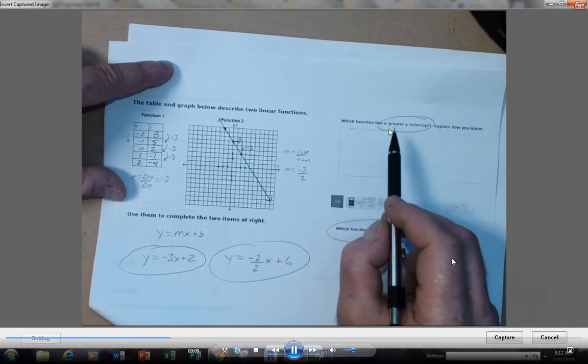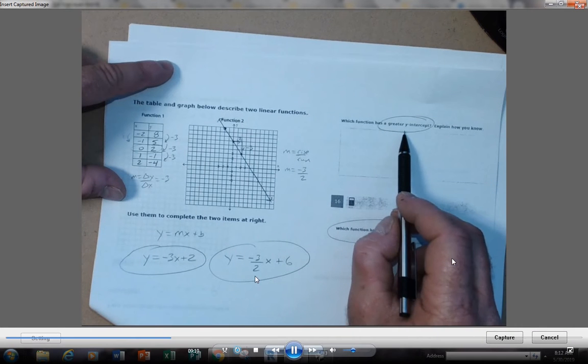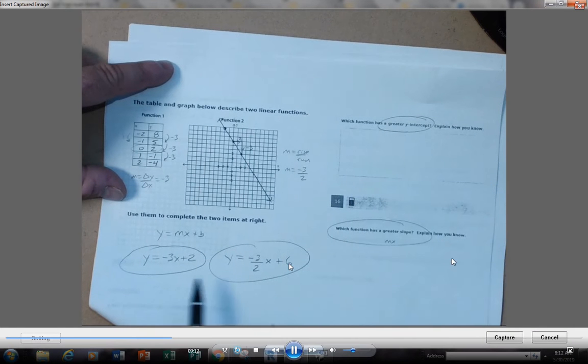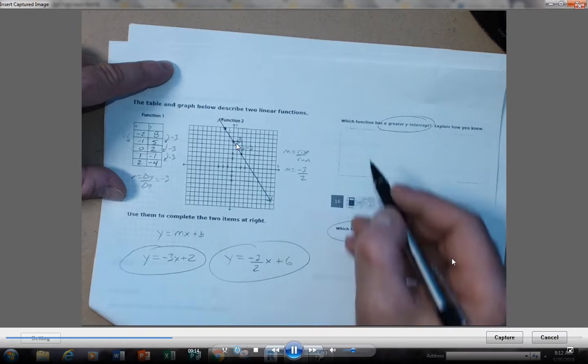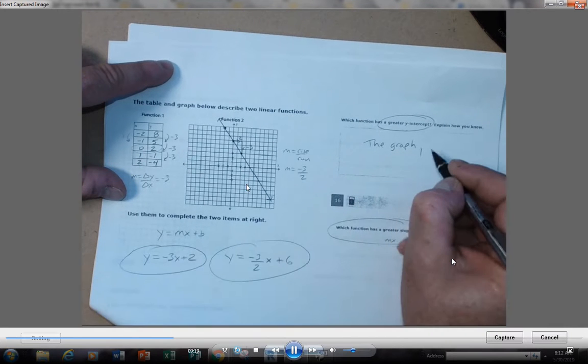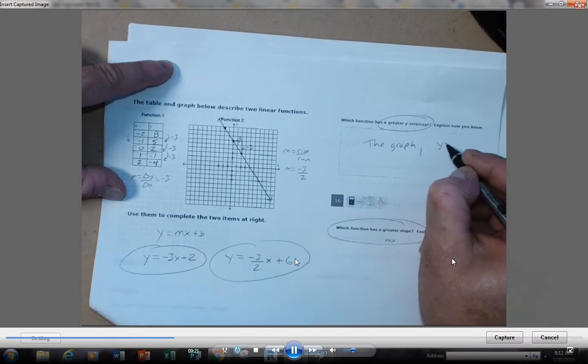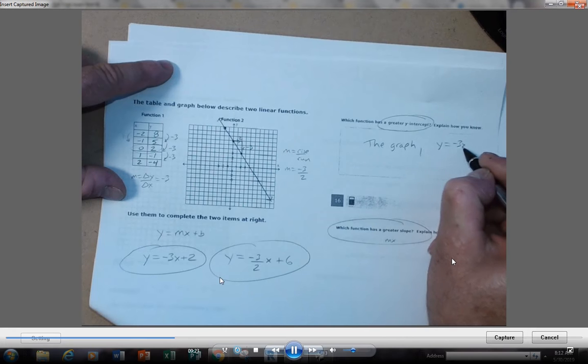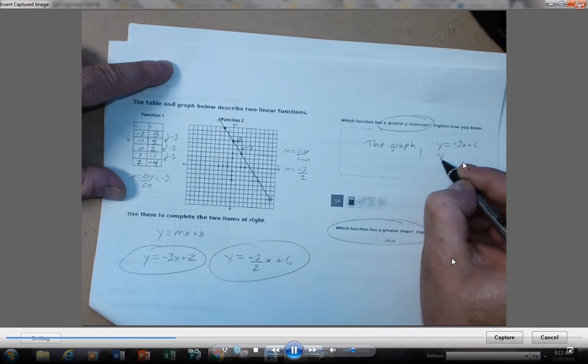Alright, now I can answer questions. Which function has a greater y-intercept? Definitely the graph had a bigger y-intercept, a number of 6. And then explain how. You could say it has a bigger y-intercept, or its y-intercept number is larger, or you could write the two equations and label them.